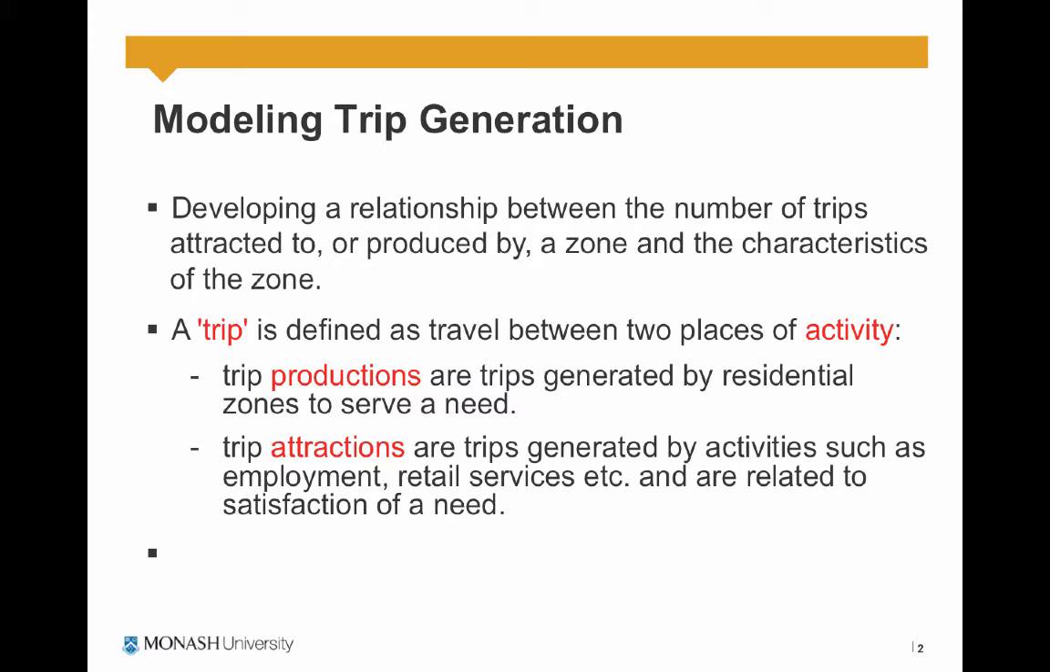In the trip generation modeling step, or more widely in the travel demand modeling framework, a trip is defined as travel between two places of activity. Trip productions are trips generated by residential zones to serve a need. As opposed to productions, trip attractions are trips generated by activities such as employment, retail, and recreational activities that are related to satisfaction of a need. So when we talk about trips, we have productions and attractions.